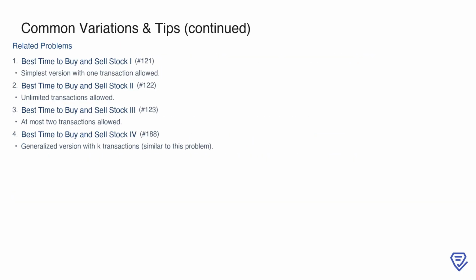This type of problem is closely related to several other stock trading problems, each varying in complexity. For example, Best Time to Buy and Sell Stock I allows only one transaction, making it the simplest version of the problem. Best Time to Buy and Sell Stock II, on the other hand, permits unlimited transactions, which can be solved using a greedy approach. Best Time to Buy and Sell Stock III builds on this by limiting transactions to at most 2, requiring more complex dynamic programming. Finally, the problem at hand, Best Time to Buy and Sell Stock IV, generalizes these scenarios by allowing up to k transactions. Understanding these related problems can help you recognize patterns and apply similar strategies depending on the constraints.